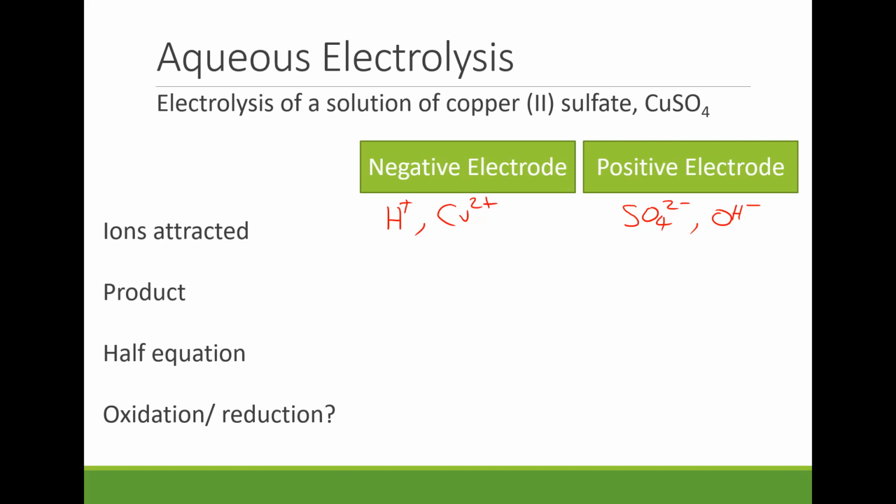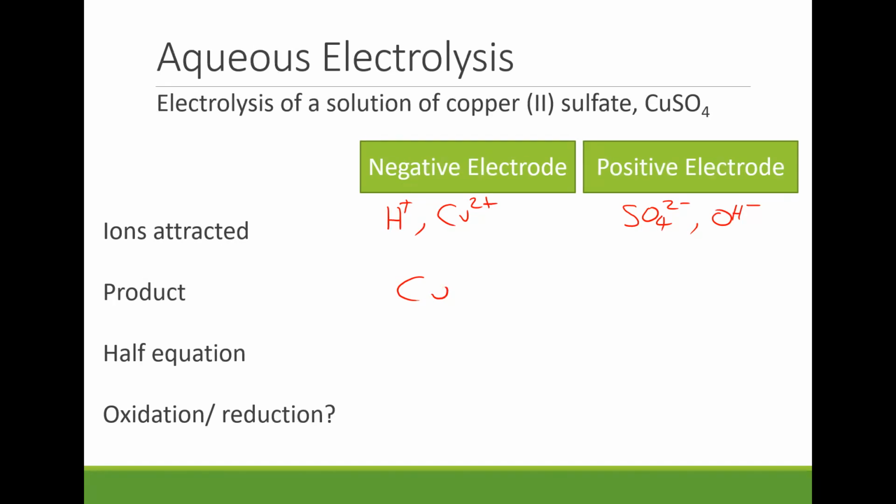Well, hydrogen ions and copper ions are both heading towards the electrode. What forms? Is it hydrogen gas or copper metal? Well, copper is low down in the reactivity series, and it's the lowest of the two that forms. So this time we're going to make copper metal, Cu.